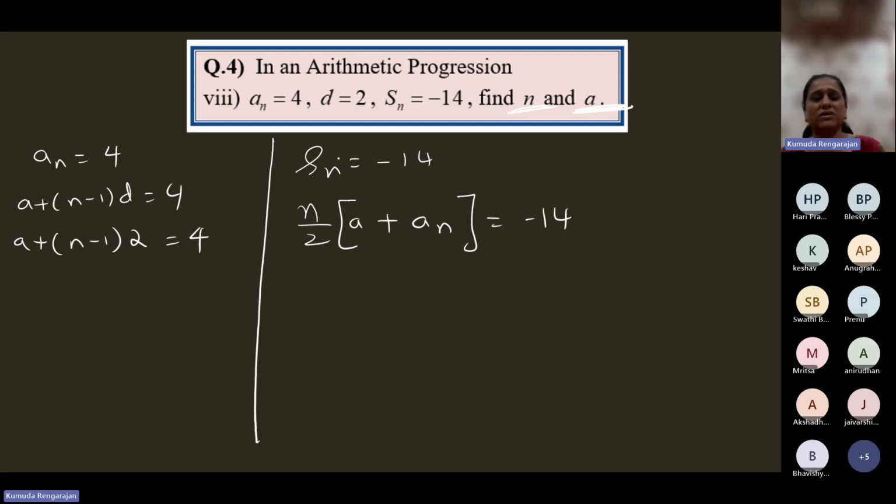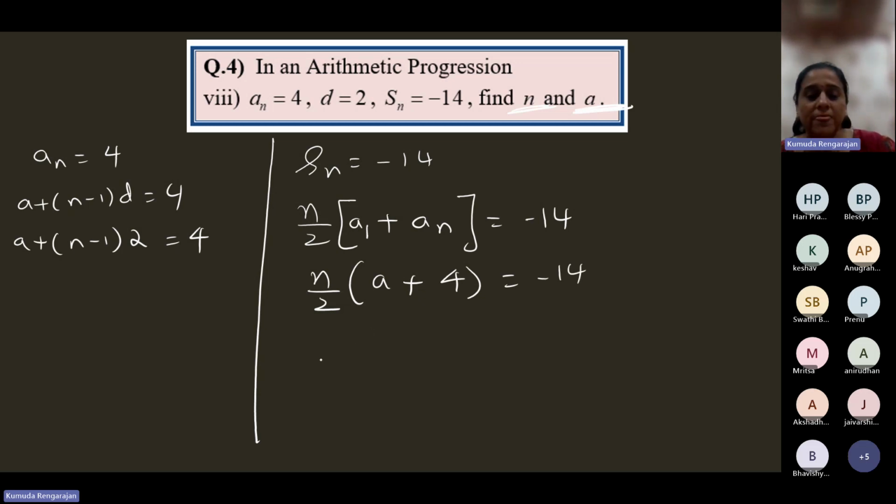See, when to use this formula is when you know an, no? So you can use this formula so that you can use that information. Sn is minus 14. Sn means n by 2 of the first term plus the last term. n by 2 of a1 plus an is equal to minus 14. We still have to find the first term, we don't know. Plus the last term, what's the last term? 4 is equal to minus 14.